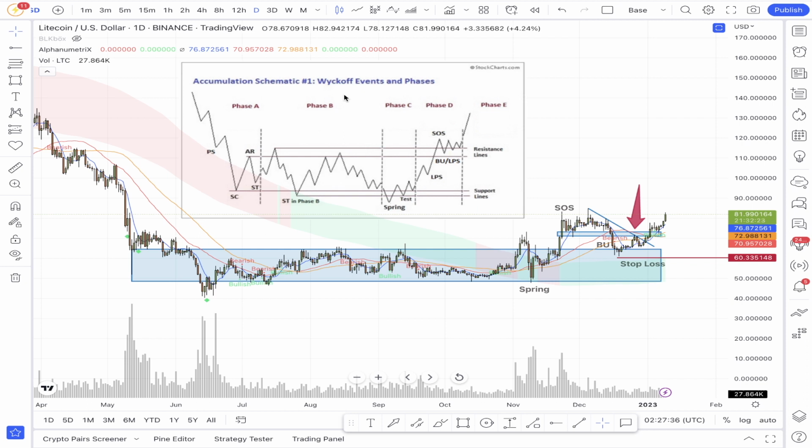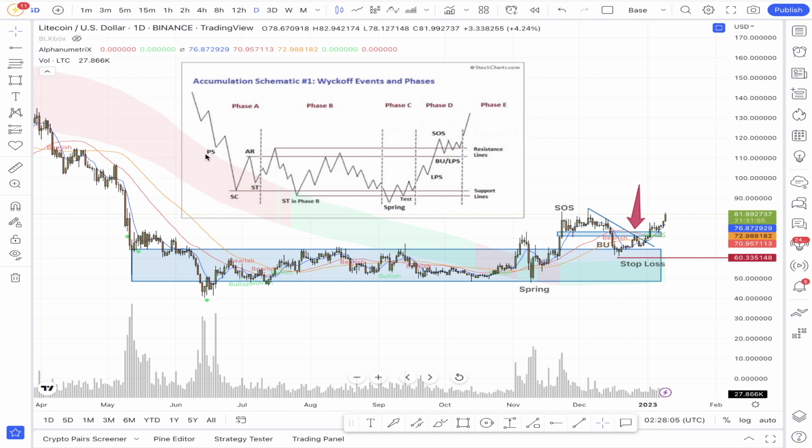Now, Wyckoff events and phases, this is something that's not going to fit perfectly. So it is something that you need to be a little bit lenient with. I find the events are very important to make note of, and not so much the pattern. A lot of people get hung up on the pattern. The pattern is relatively important, but what's much more important is the price behavior in the context of the events. So we're going to go through some of those right now.